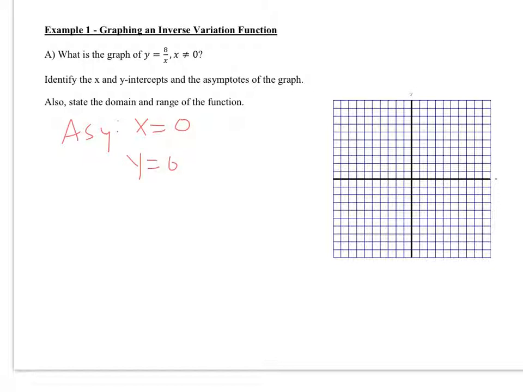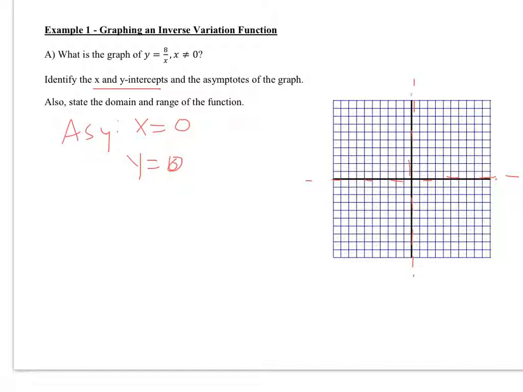So here's my asymptote x equals 0. Here's my asymptote y equals 0. And then you can always use your table function or your y equals function. But first, when I'm looking at my x and y intercepts, x-intercept means that y is 0. Well, we already said it can't be that. And y-intercept is when x is 0. Oh, can't do that. So we actually don't have any intercepts for this graph in particular.